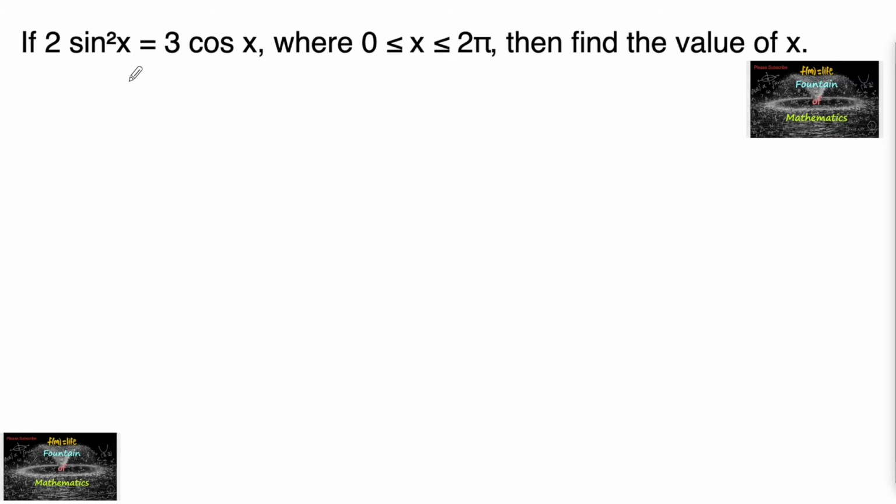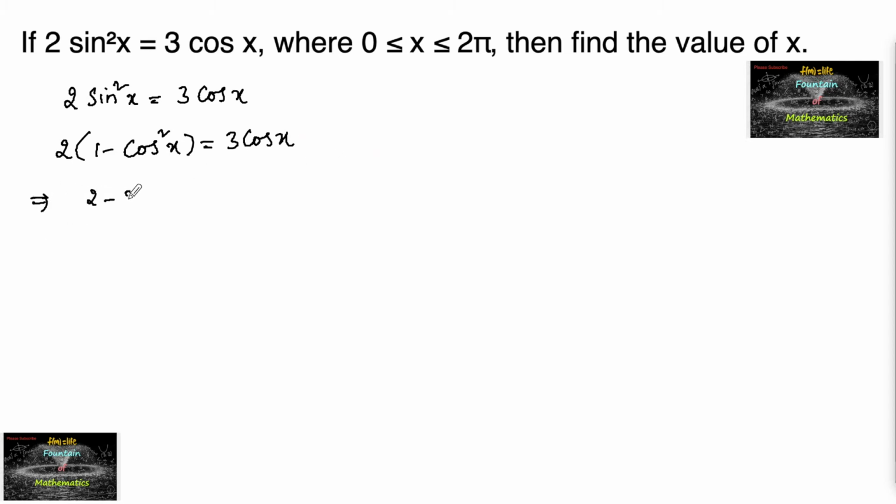If 2 sin square x is equal to 3 cos x for x lies between 0 to 2 pi, then find the value of x. 2 sin square x is equal to 3 cos x, we can write 2 times of 1 minus cos square x is equal to 3 cos x. So which implies 2 minus 2 cos square x is equal to 3 cos x.